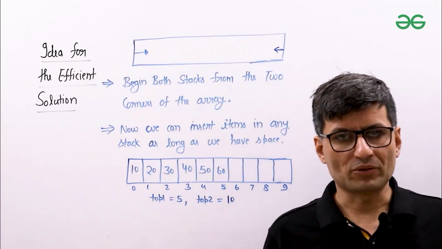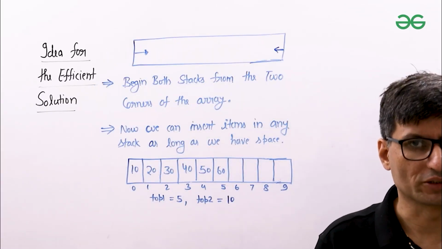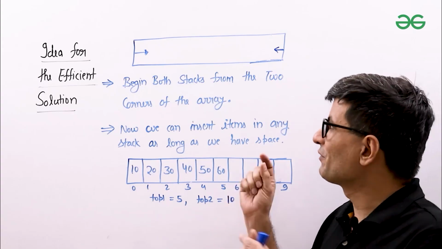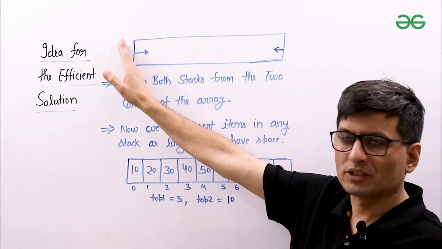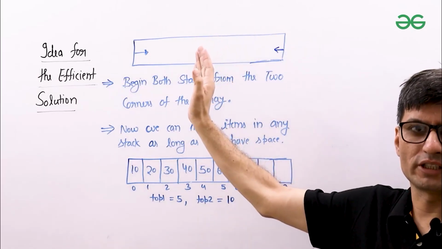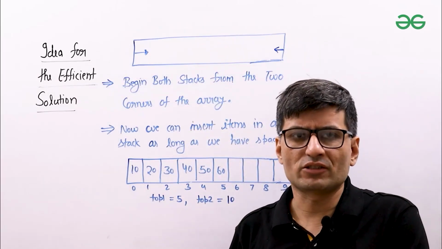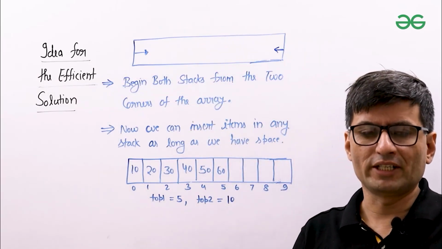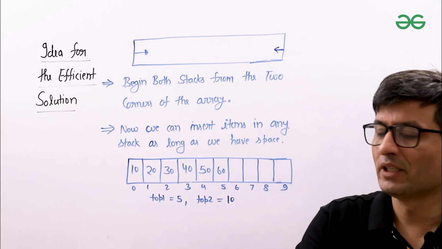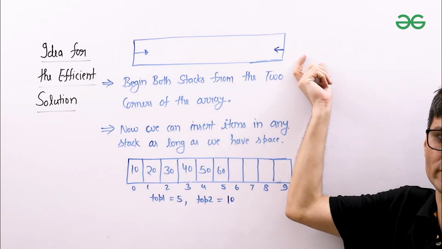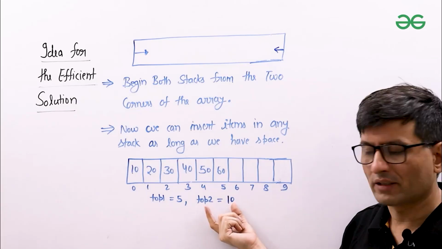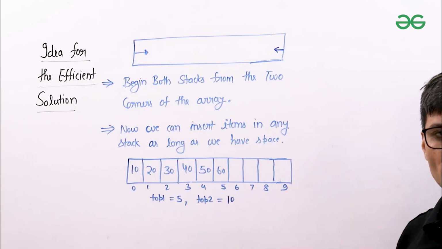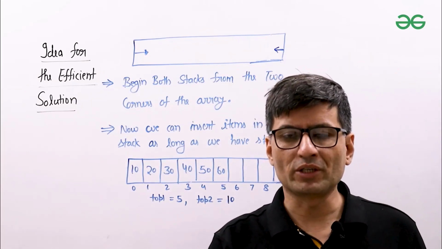Let us now talk about the idea for the efficient solution. The idea is to begin from both corners of the array. So we begin stack 1 from this side and stack 2 from this side. So we basically initialize top 1 as -1, right? The index before the first item, and top 2 as the size of the array. If the size of the array is 10, then top 2 is initialized as 10, right? Beyond the last index.